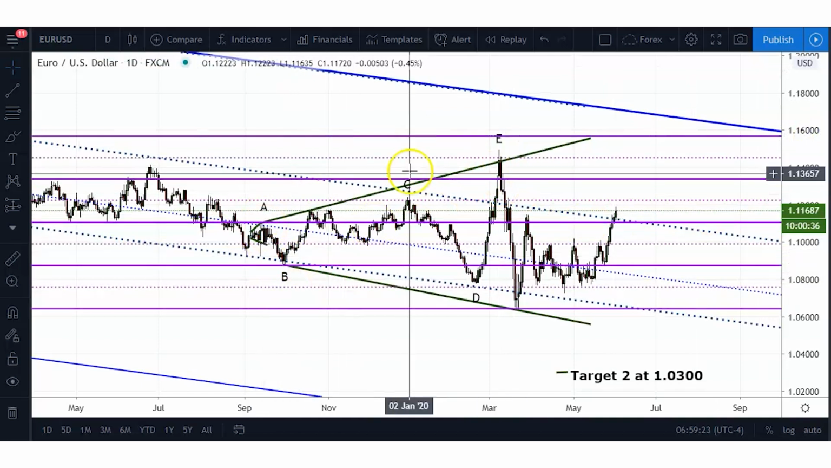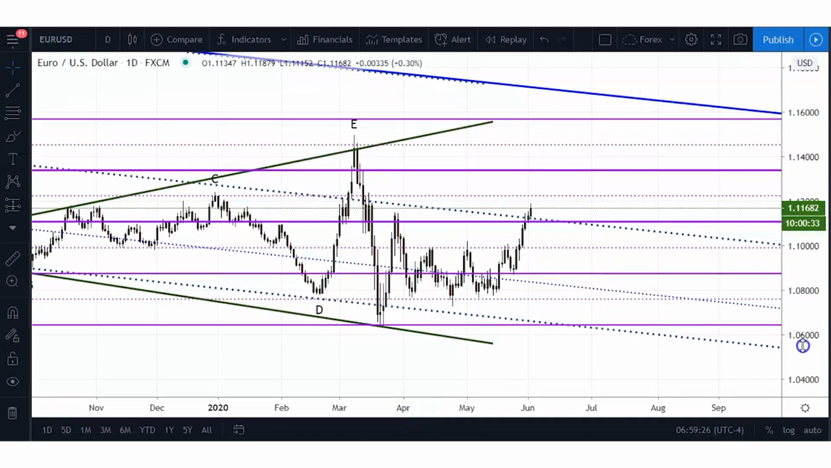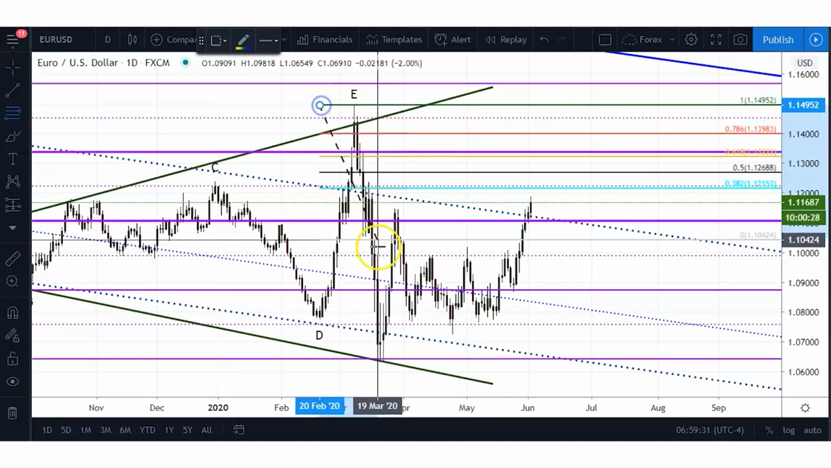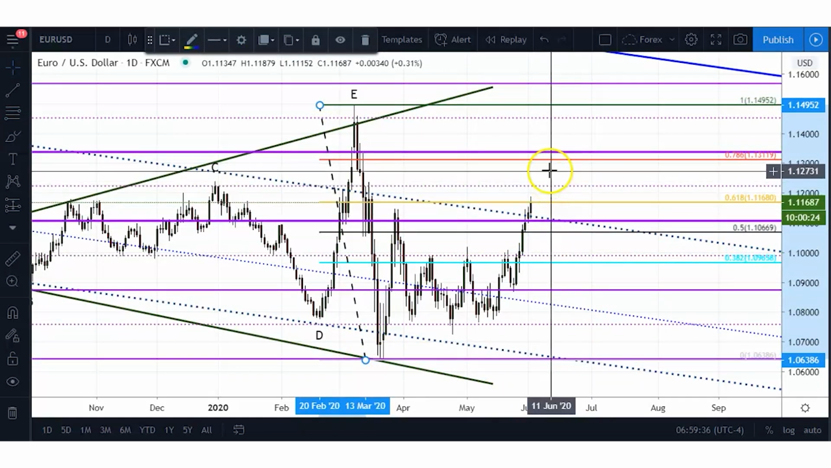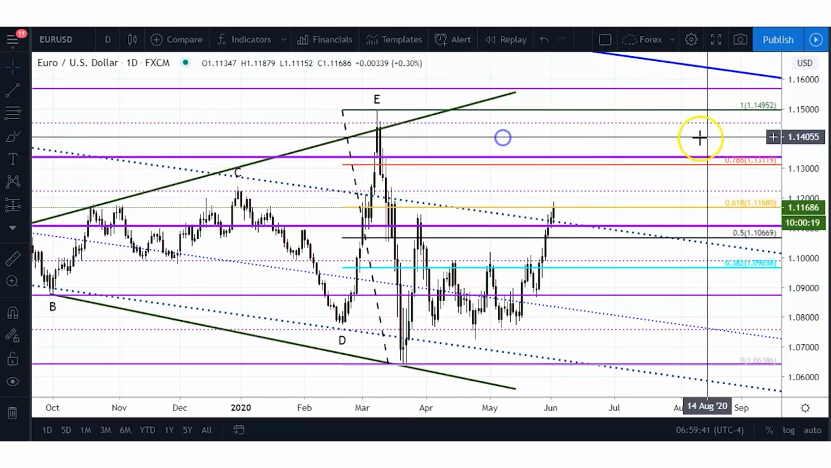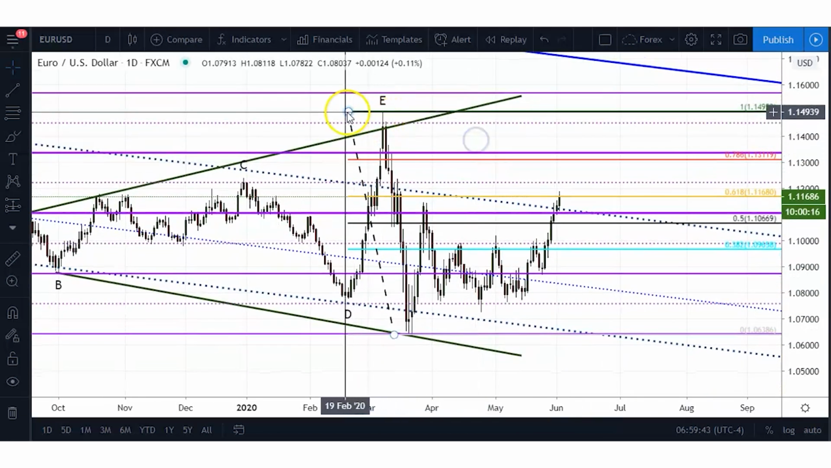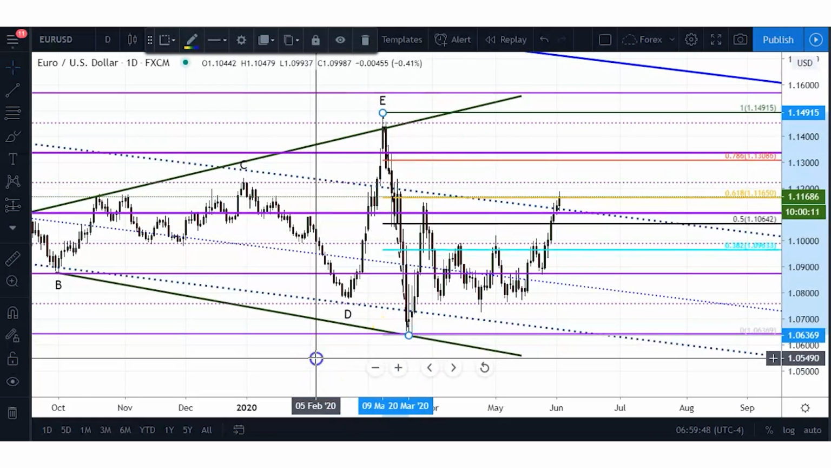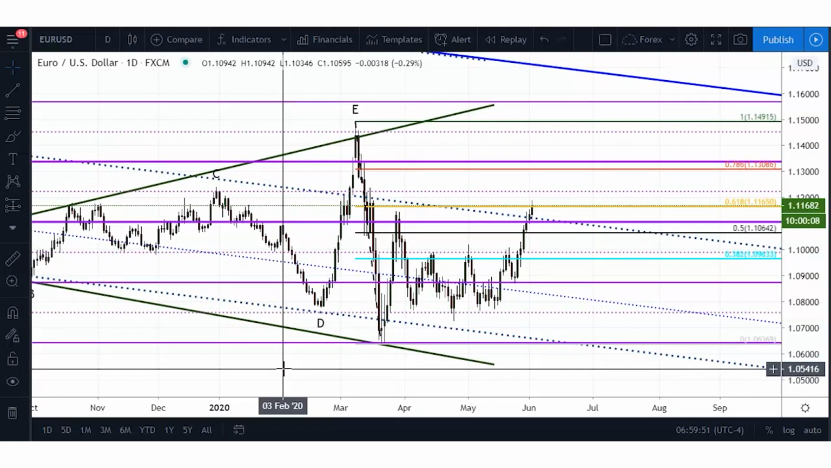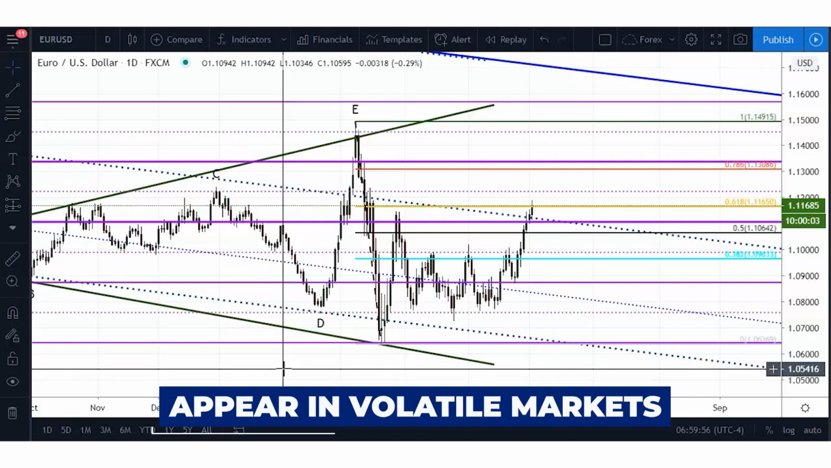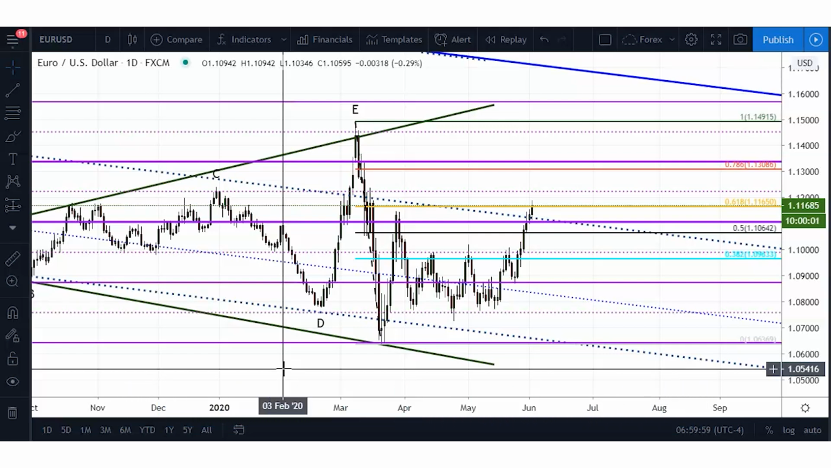In this case, I believe we're in an A, B, C, D, E, and I actually think we are just correcting to the upside now. Perhaps even correcting, I would say, up here, maybe even higher to 0.786% of this previous drop. But either way, we're not talking about actual trades yet. I just wanted to show you the expanding triangles, an interesting pattern that does appear in very volatile markets, which is fitting with the current market situation, the coronavirus pandemic that we're dealing with.